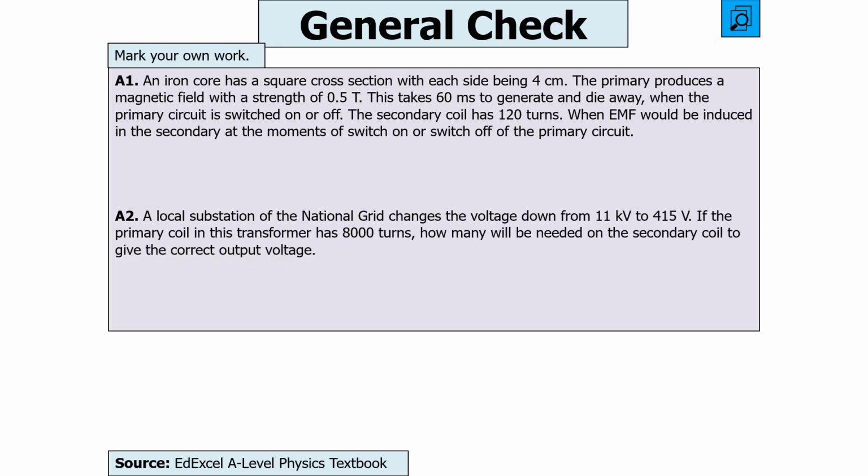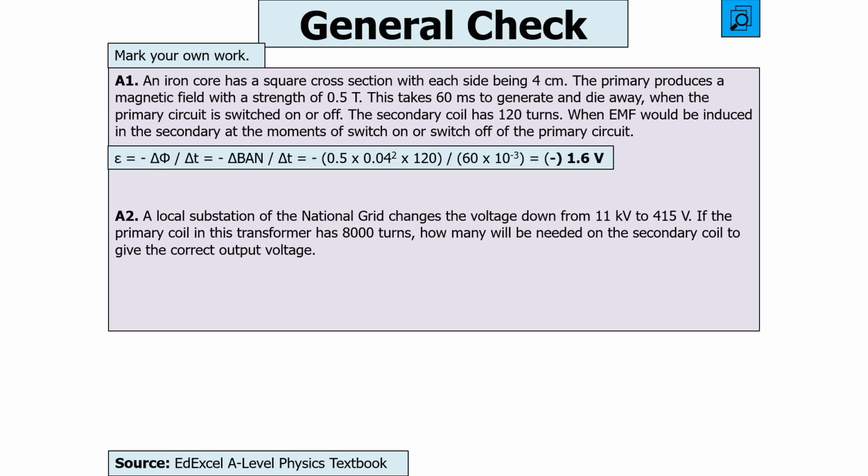Right, in this one, how to work out EMF? EMF is the change in flux linkage divided by the change in time. Flux linkage is going to be BAN, so we can work out what A is going to be because it's a coil, so therefore it's a square cross section, my apologies, so it's 4 centimeters, which is 0.04 meters, times by itself, so it's 0.04 squared. Okay, we know the number of turns, 120, we know what B is, it's going to be 0.5, we then divide it by the time, which is 60 milliseconds, so it's 60 times 10 to the minus 3, so therefore it's equal to 1.6 volts.